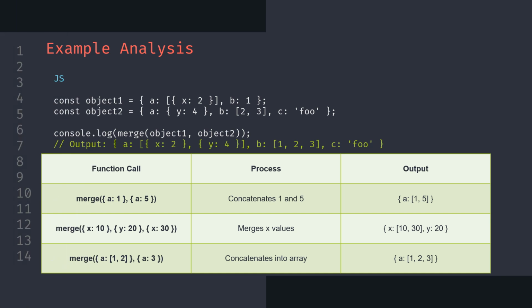This function dynamically handles different types of values, ensuring that everything is preserved regardless of input structure, whether merging numbers, arrays, or objects. It provides a robust solution for object combination.